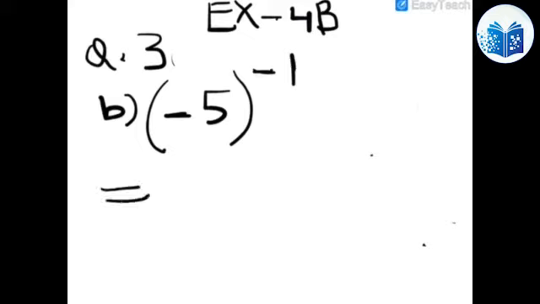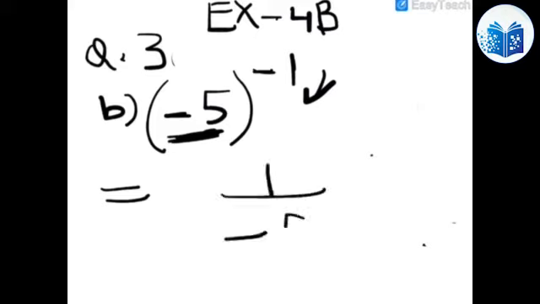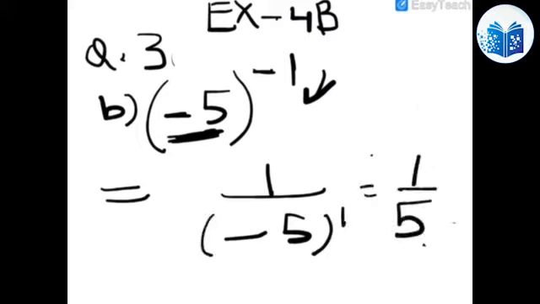We always put the value in the denominator when the power is negative. It will not change the sign of this base value. It will only change this negative index into a positive index. So in this case, we'll just put it in the denominator, and it will become 1 over minus 5 power 1, which is equal to 1 over minus 5. That's the answer, because this minus will not change. Okay, so that's the answer of it.